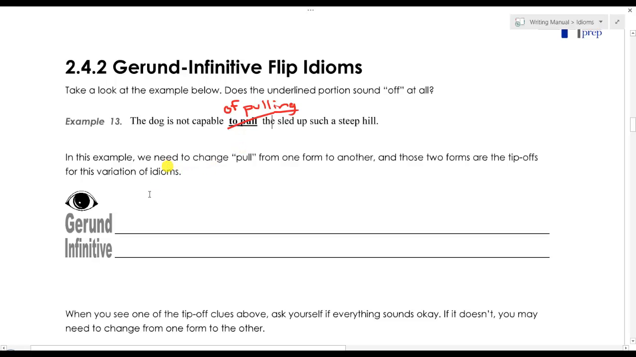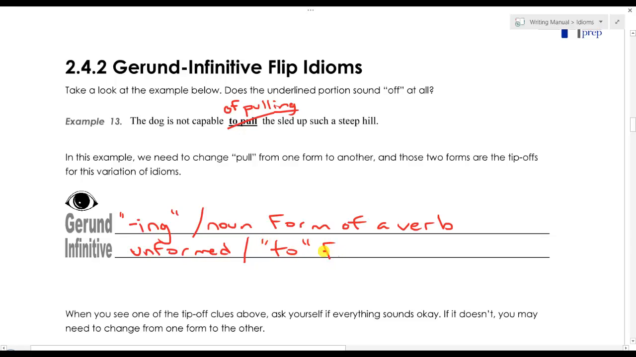So let's talk about these tip-off clues, these gerunds and infinitives. I apologize for the strange terminology here, but there's really no other way to term these effectively or succinctly. So a gerund, what you're going to write down is -ing / noun form of a verb. Let's go ahead and get these written down, and then I'll go into some slightly more detail for those of you that are still a little confused. And then the infinitive is the unformed / to form of a verb.